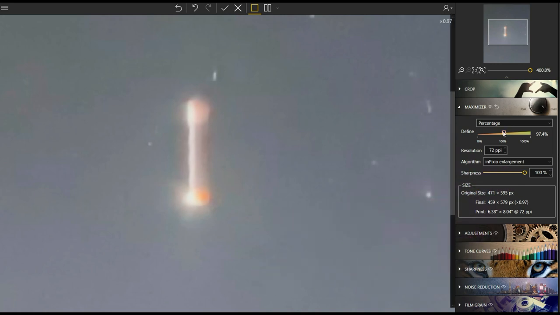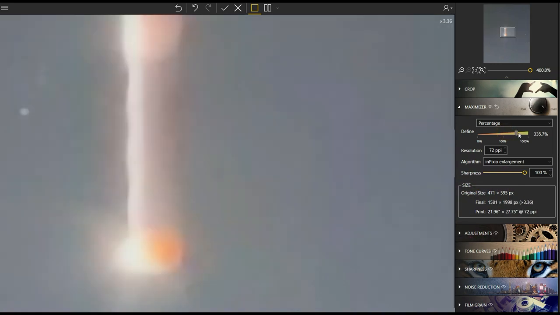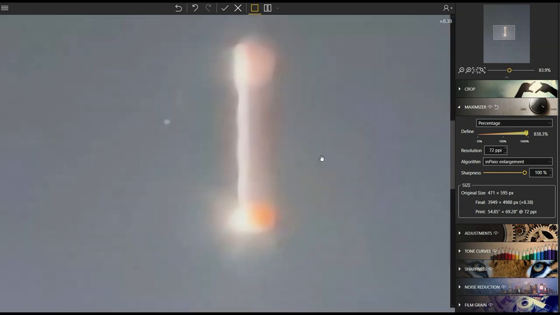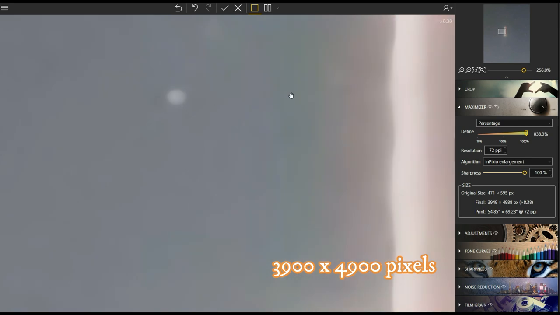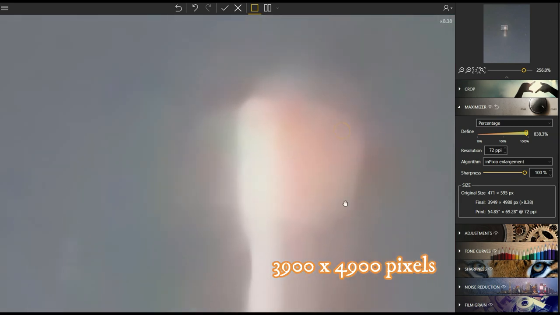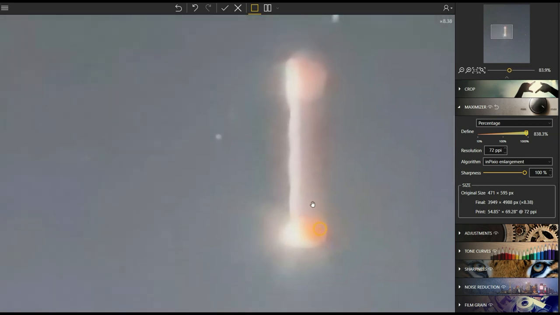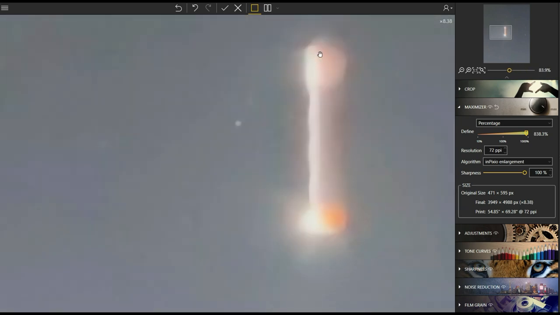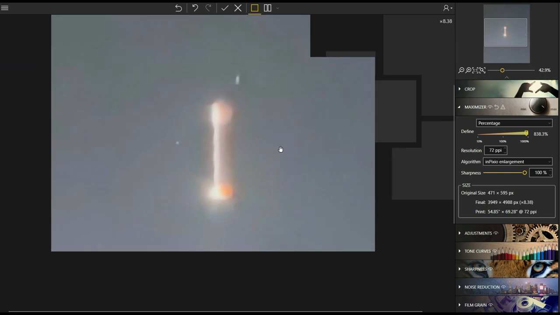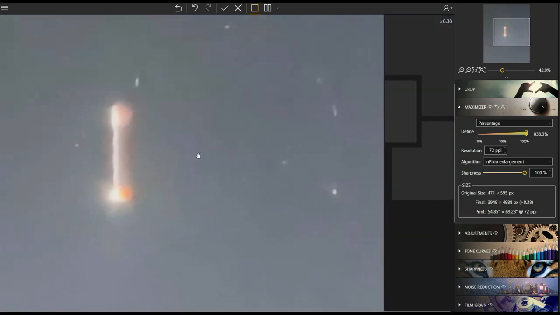So what I'm going to do is just blow this thing up, all the way up to 3,900 by 4,900 pixels. It's like 8.5 times the size. So whatever you see here is what it is. This is like a filament in a light bulb. No, it's like two types of ships speaking or connecting, right?